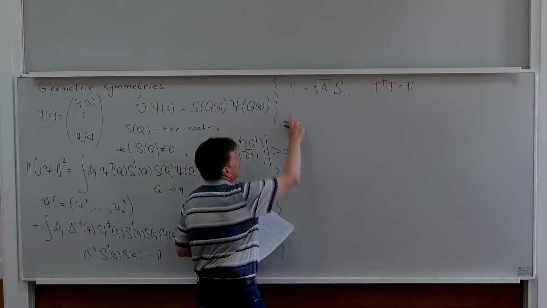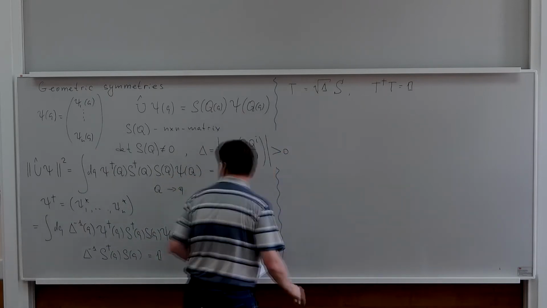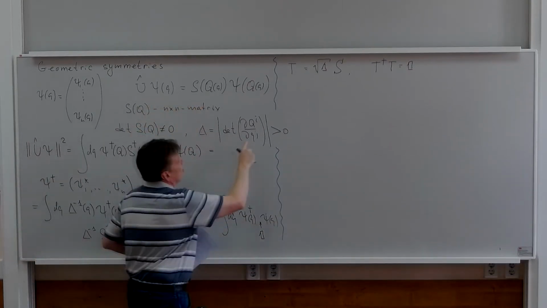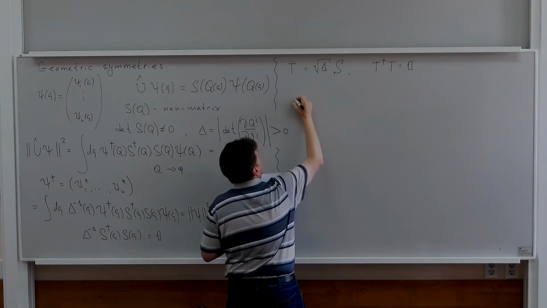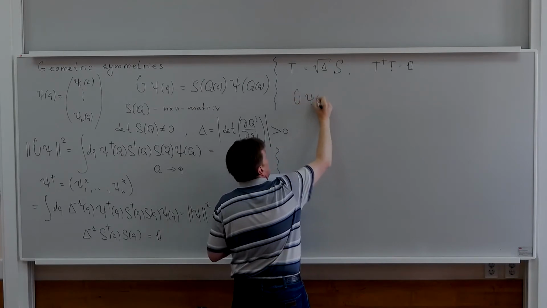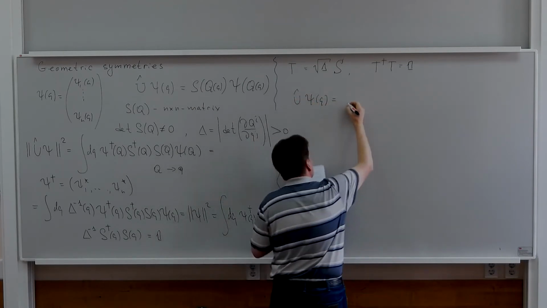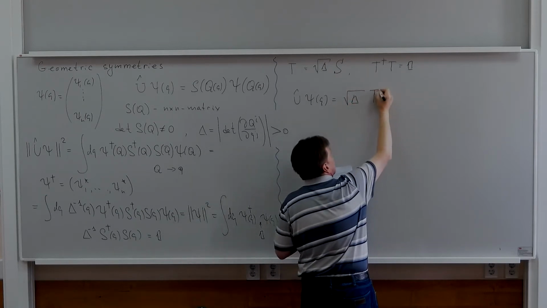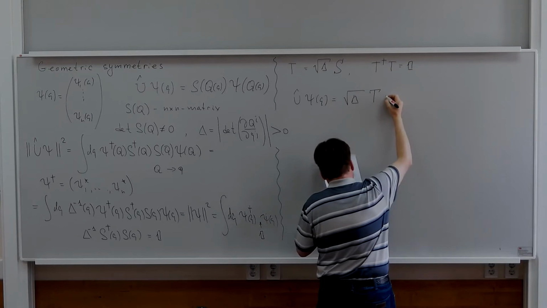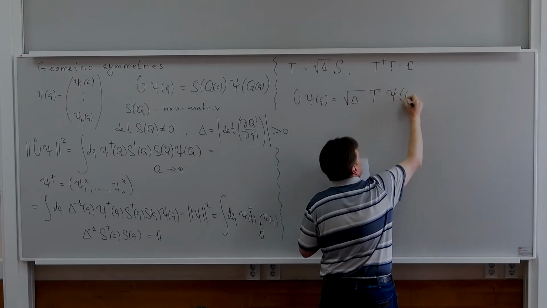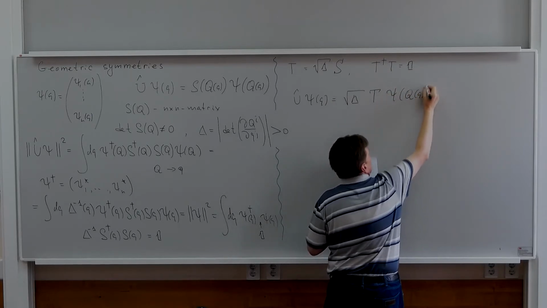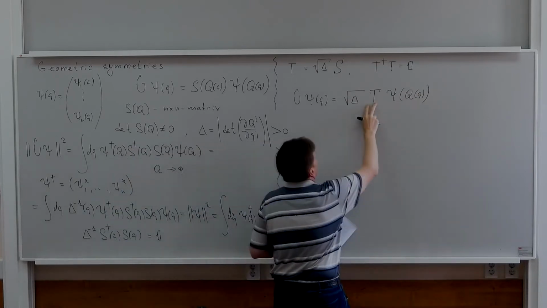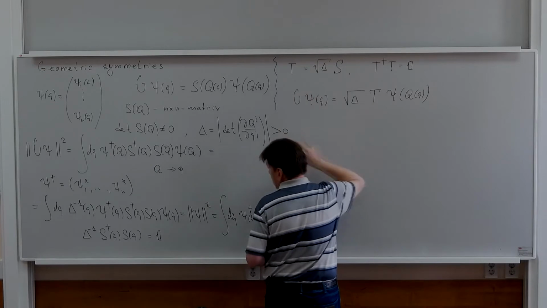Now, in terms of this matrix T, I can express my original unitary operator U in this way. U acts on psi of Q as square root of delta, times the unitary matrix T, times psi of q small. Of course, T is a function of q, right?